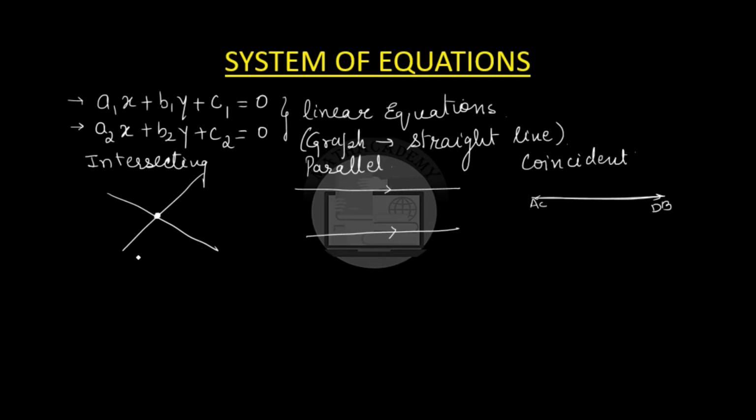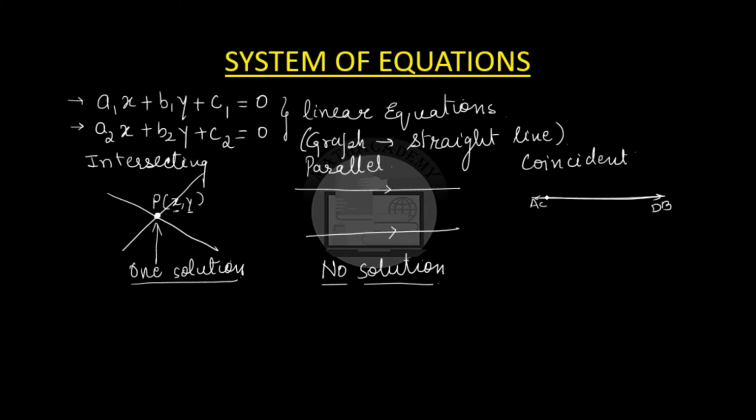We said that the solution is nothing but the point where the two lines intersect. So here we will have exactly one solution. The lines are intersecting at this point P. So the coordinates of this point, the x and the y values, will be your solution. So we will have exactly one solution when the two lines intersect. We will have no solution when the lines are parallel because the lines are not intersecting at all.